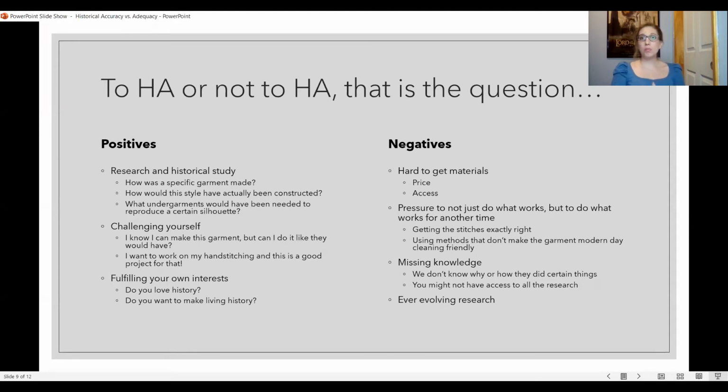So here's some positives to historical accuracy. It's a great research tool. How was this garment made? Would this style have been constructed like this or like this? How did they actually make that stand up like this when they didn't have interfacing? What undergarments would you have needed to create that silhouette? It's a challenge. I did my corset hand sewn simply to say that I did my corset hand sewn.